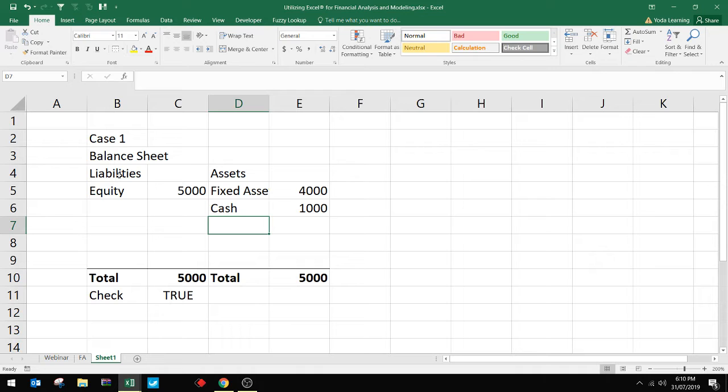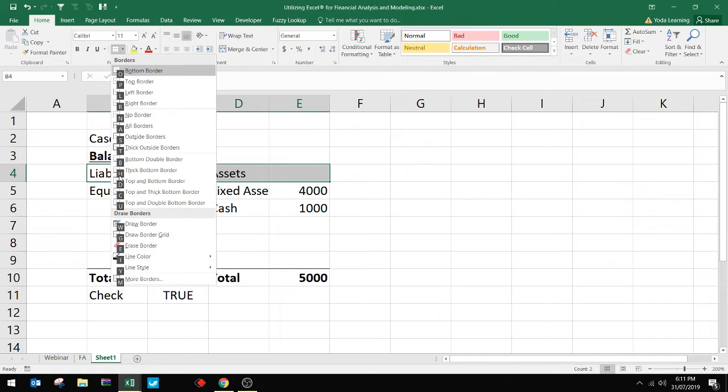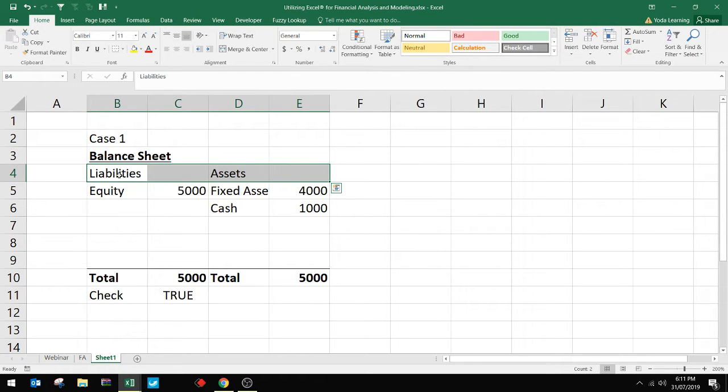So let's complete the basic formatting, where I want you to just press Ctrl B and U for the balance sheet. And then I want you to simply underline from B4 to E4. After that, you can select these two cells and press Alt HM and then enter, and do the same for assets as well.